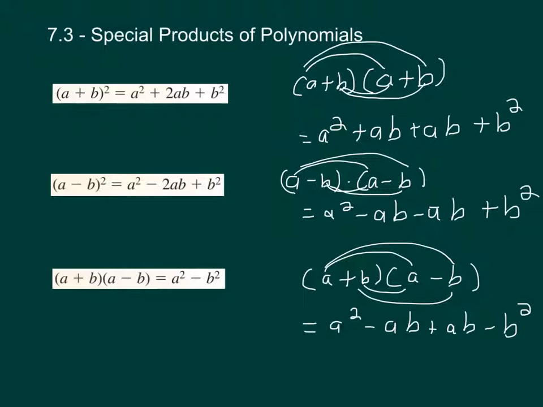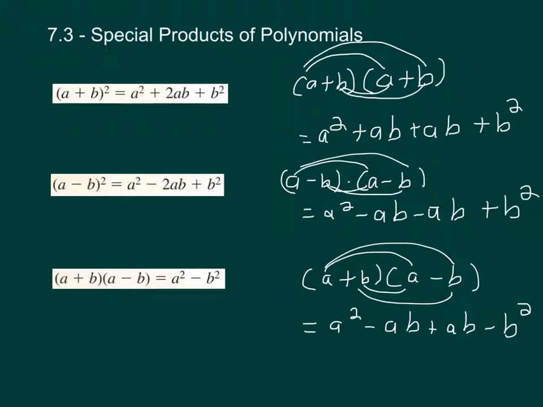Now, these are the three special products of binomials that we're going to look at. We'll eventually look at other special products that involve some trinomials, but for now we're looking at multiplying two binomials that are the same, either a plus b or a minus b, or two binomials where they're the same numbers or expressions, but one is being added, one is being subtracted.